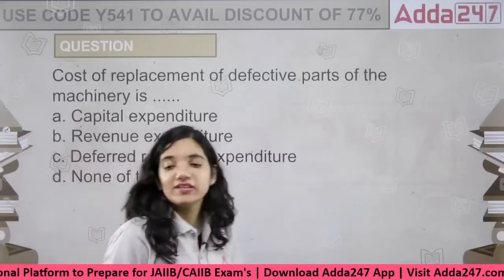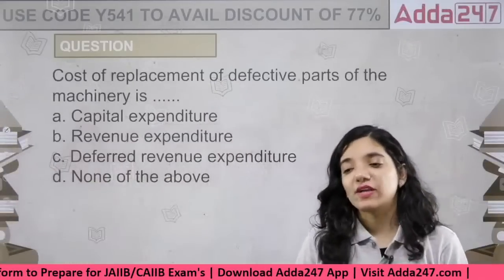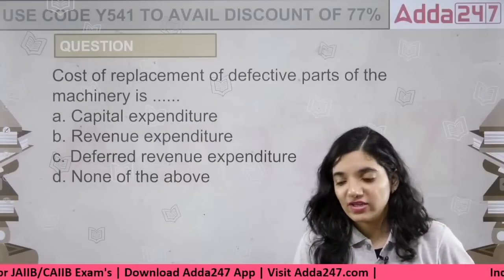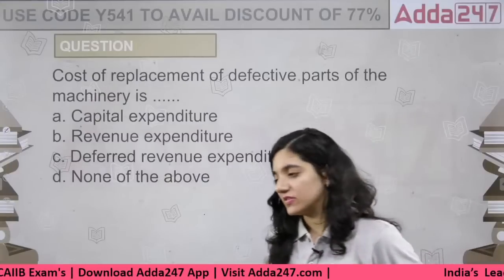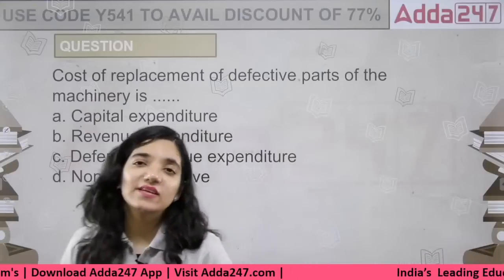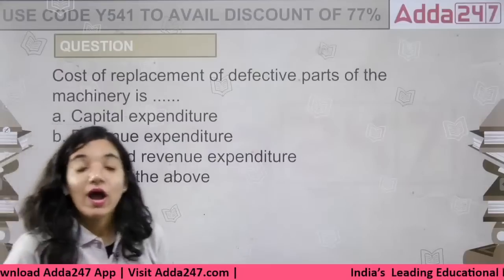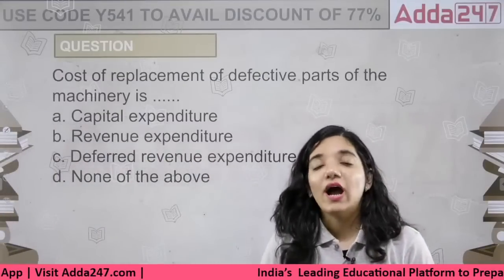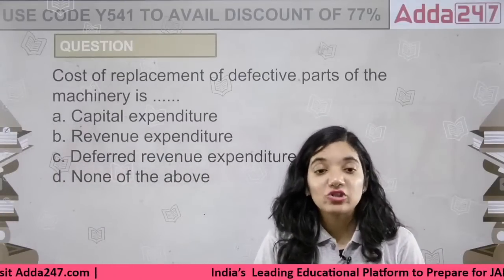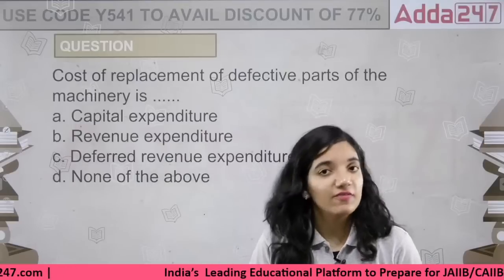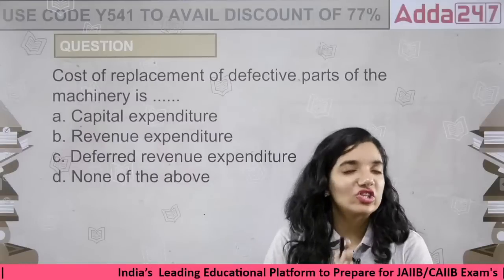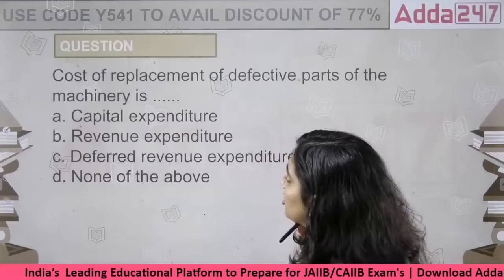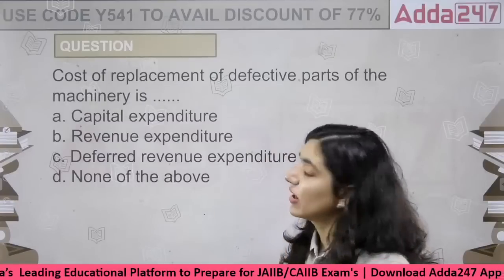Okay, the next point, it says the cost of replacement of defective parts of the machinery. Since we are just removing one part of the machinery and replacing it with another part, technically, are we increasing the capacity of that machinery? No. Are we bringing something new to the machinery in terms of productivity? No. Are we making that machinery an improved version of itself? No. Wherever it was, we're just maintaining it at that point of time. So what would it be called? Capital expenditure, revenue, deferred revenue, or none of the above?